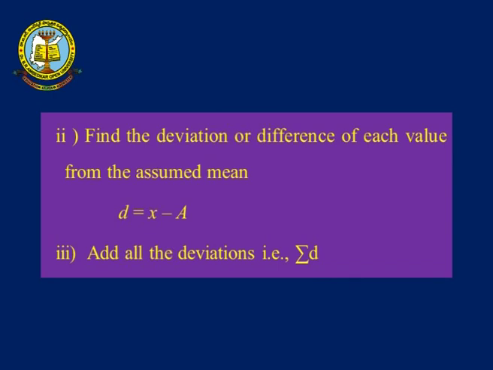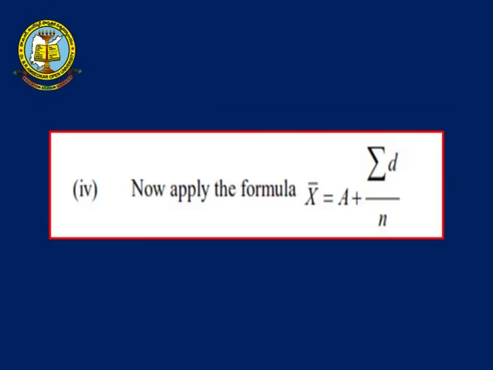After that, we add all the deviations, that means the sum of d. Summation indicates the total of the d values. After getting the d values, now we can apply the formula. So for the shortcut method, the mean formula is x bar is equal to a plus summation d by n. Summation d by n.